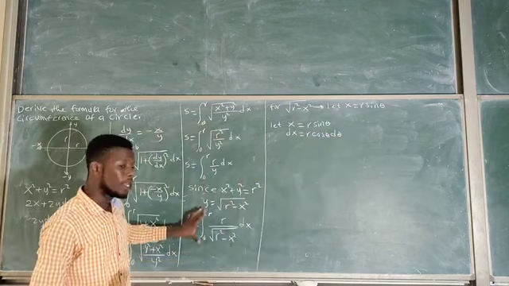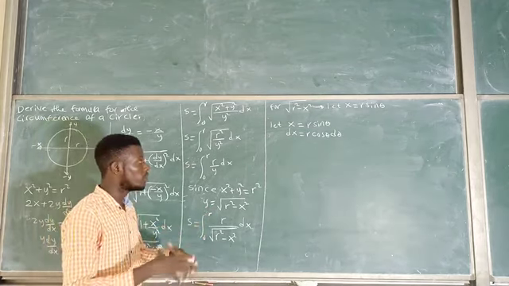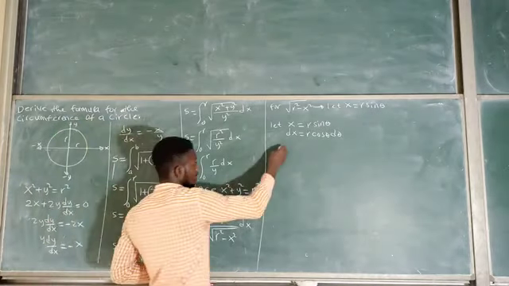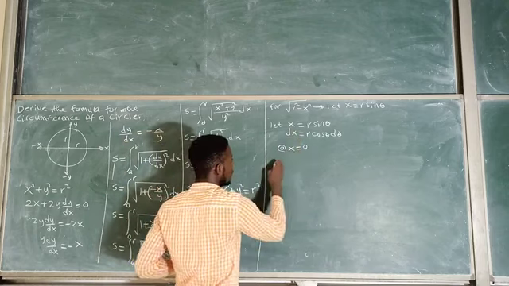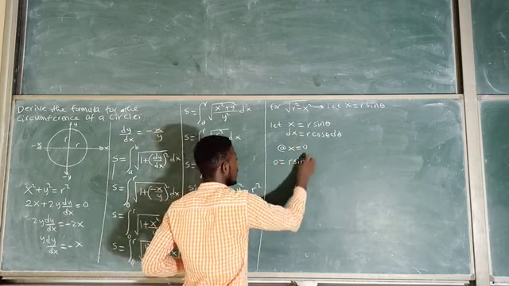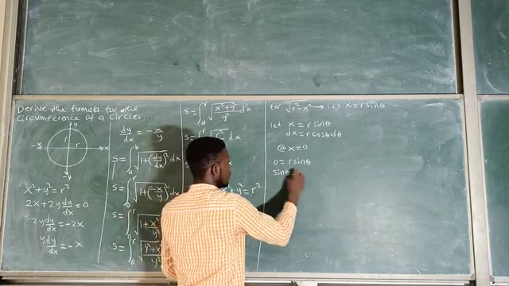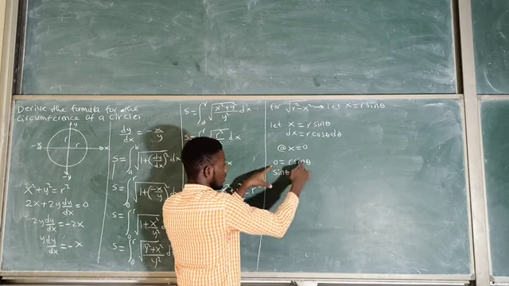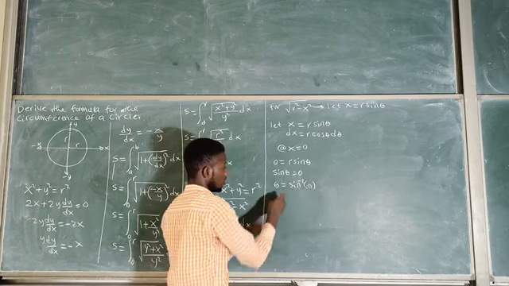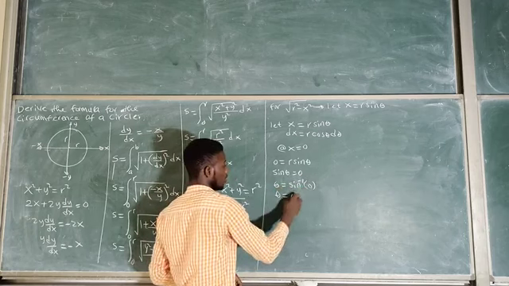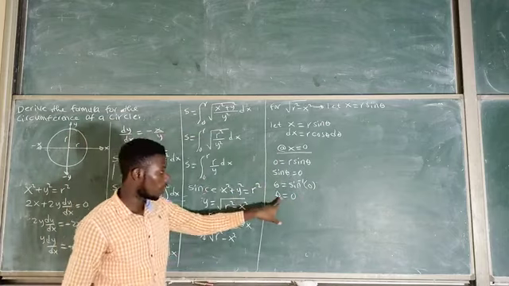Now, the bounds cannot remain the same. The bounds are from 0 to r, and they cannot remain the same. So we are going to change the bounds. At the time x was 0, we have 0 equals r sine of theta. We have to solve for theta, so sine theta is equal to 0. Divide by r, sine theta is equal to 0. It means theta will be equal to sine inverse of 0, and sine inverse of 0 is just 0. So at the lower bound, theta will be 0.